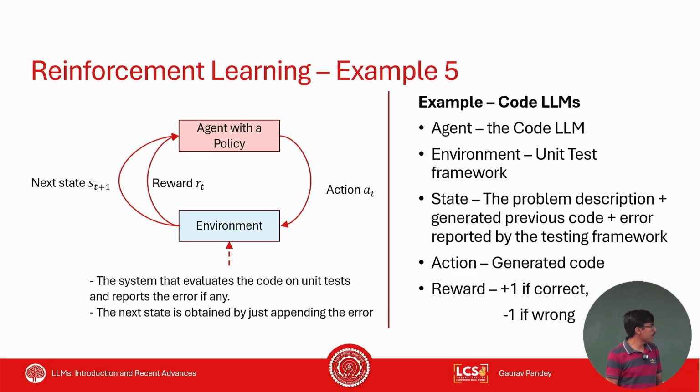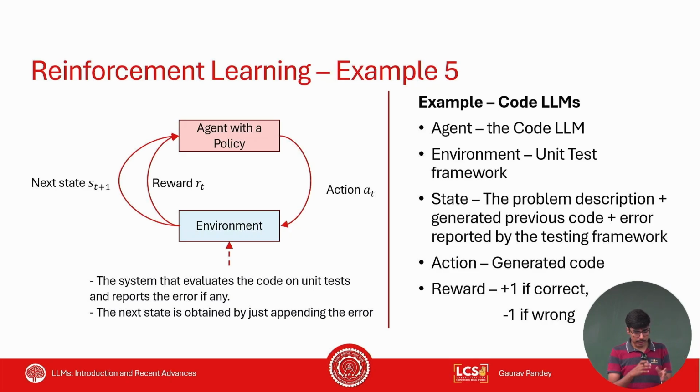The last example, which is more interesting, is a code LLM. So here the task is that the LLM has to generate code for a given task, let's say. The task can be simple, like write a program for sorting a bunch of numbers. And the environment is a unit test framework. What I mean by unit test framework is that you have a bunch of unit tests, you have the code that is generated, you run the unit tests on the code, and it will tell you whether the assertions passed or failed, basically whether the code executed correctly or not.